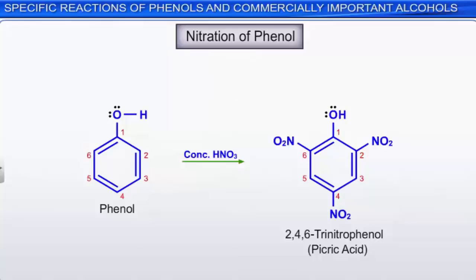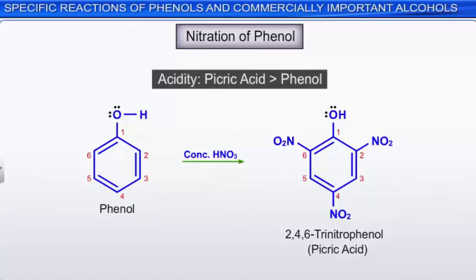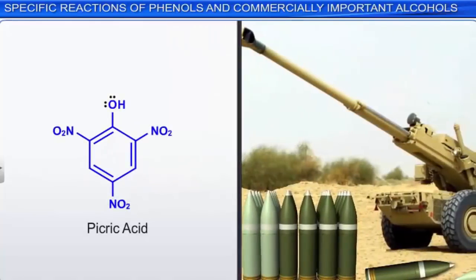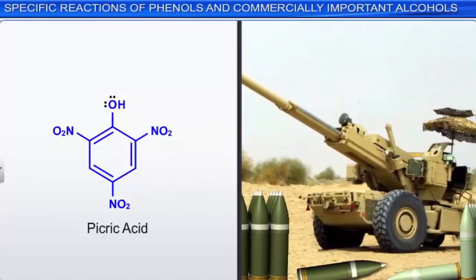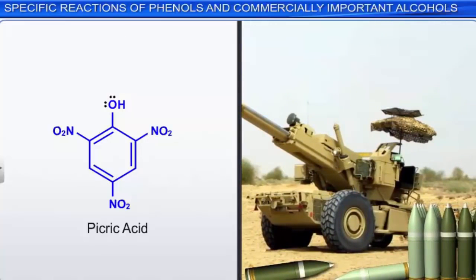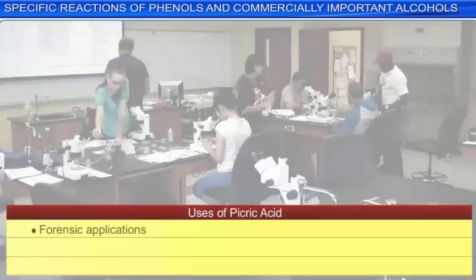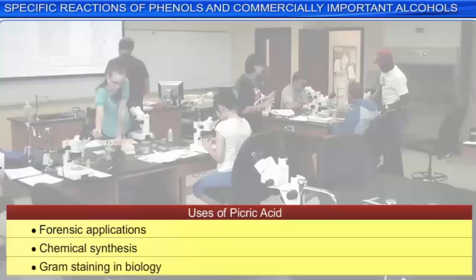Picric acid is a stronger acid than phenol because of the presence of 3 electron-withdrawing nitro groups, which facilitate the release of hydrogen ion. It is explosive and was formerly used in artillery and munitions. Picric acid in the laboratory must be stored wet, else explosive metal picrates may form. It is used in several forensic applications, chemical synthesis, and gram staining in biology.